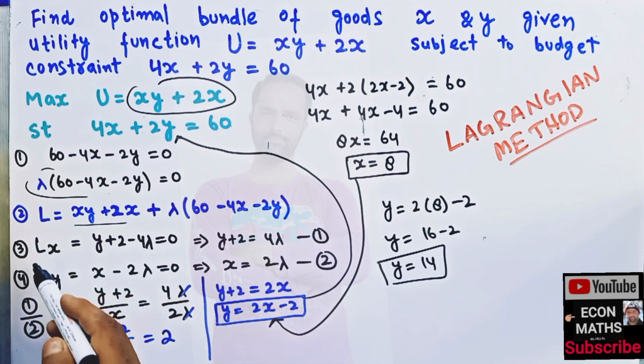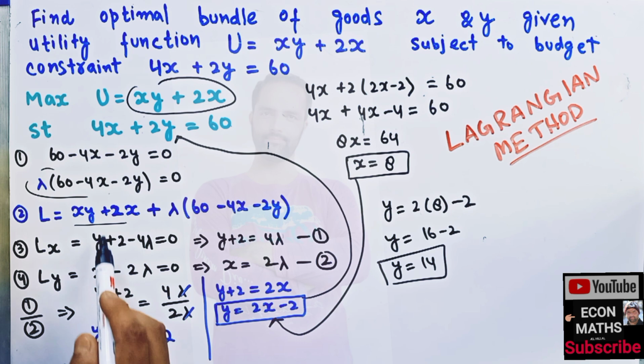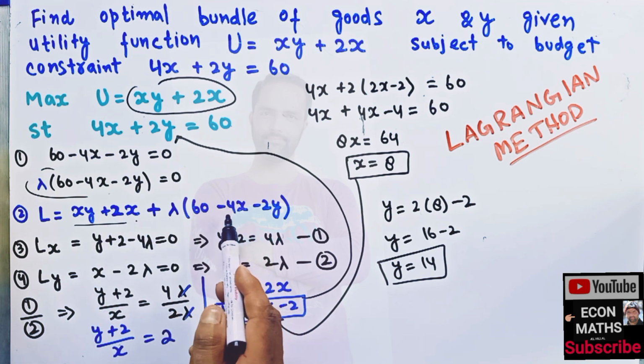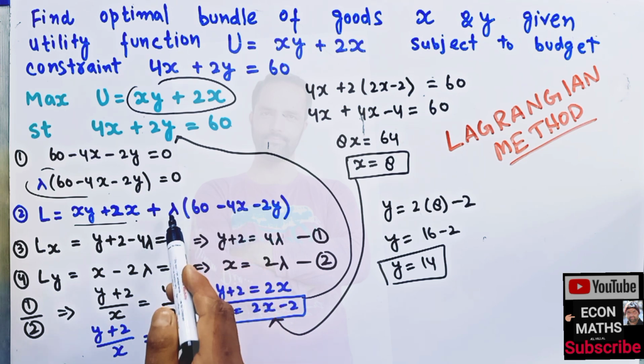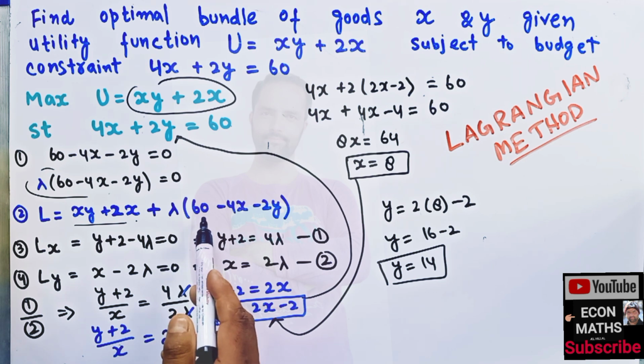First we partially differentiate this Lagrange function with respect to x. The derivative of xy with respect to x will be y, so we are left with y. The derivative of 2x is 2, so we are left with 2. The derivative of x in 4x is 1, so we are left with minus 4 times lambda, which is minus 4 lambda. Since we are taking partial derivatives, the derivative of 60 and 2y will be 0.